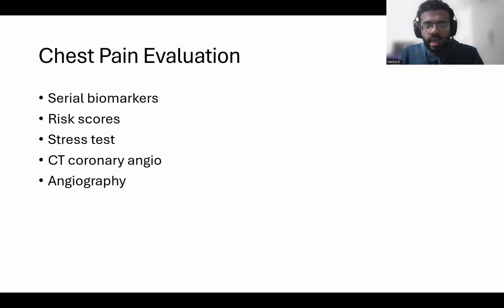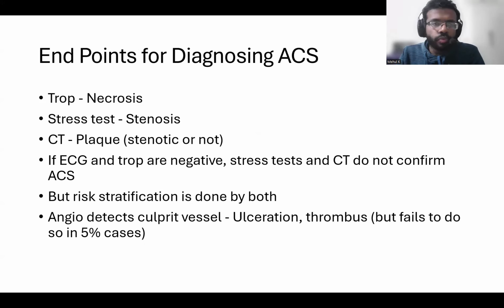diagnostic angio. So those are things that we do in patients at high risk or at intermediate risk of ACS, depending on the various score. So if at high risk, you obviously directly go for angio, and if at an intermediate risk, we might consider doing CT coronary angiography.